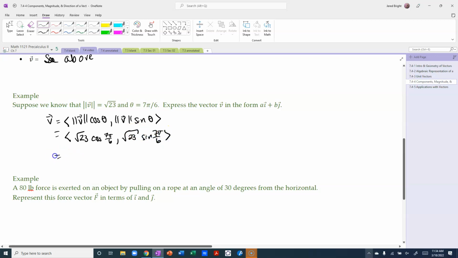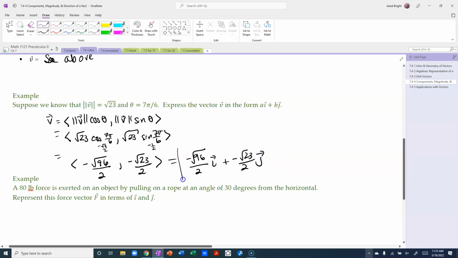I should evaluate the angle, and this ends up being a negative square root of 3 over 2. I'm just going to write this here, and then this ends up being a negative 1/2. So then in component form, I would have negative square root of 69 over 2, comma, negative square root of 23 over 2. Now in ij form, it would just be negative square root of 69 over 2 i plus negative square root of 23 over 2 j. And that would be my answer.